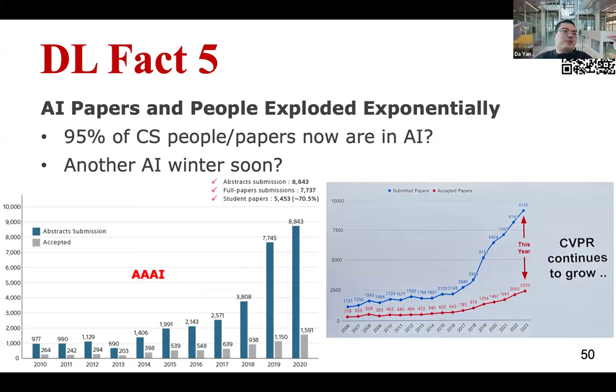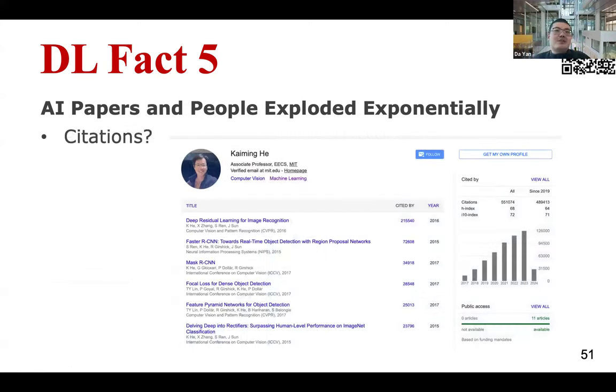And I've been a Triple AI reviewer, and I see the paper IDs are always 10,000 something. And CVPR also grows like crazy, right? This blue curve is the submitted papers, and the red curve is the accepted papers. You can see the accept rate is dropping; it's getting difficult. And also, AI researchers are getting crazy citations. Early on, AI researchers like Kaiming He, who proposed the ResNet in 2016, has been cited more than 215,000 times.